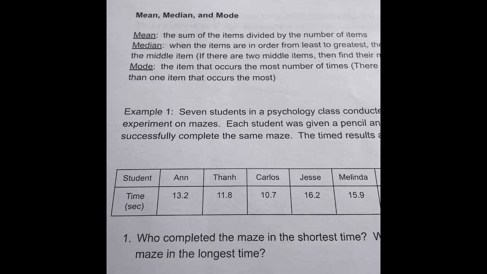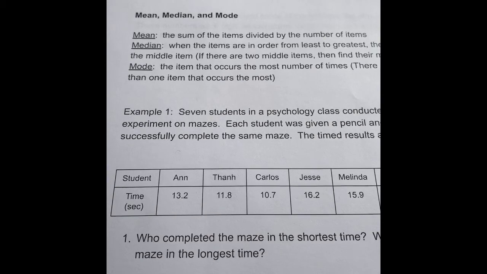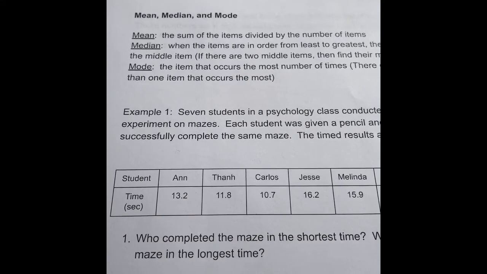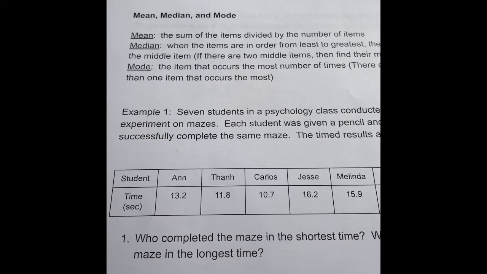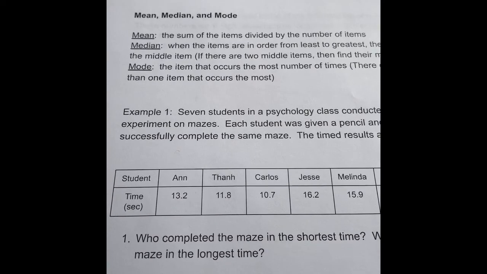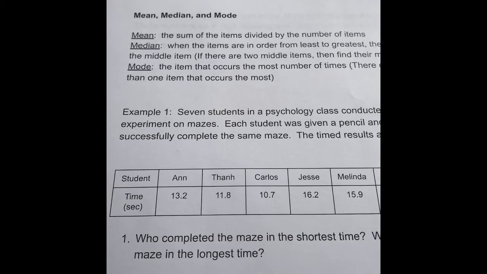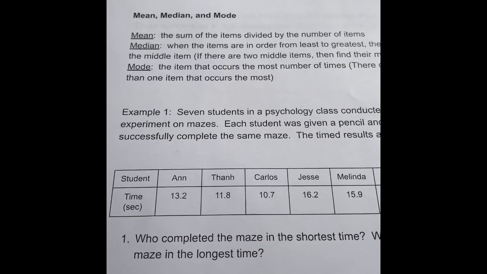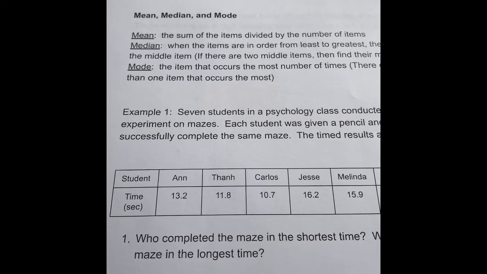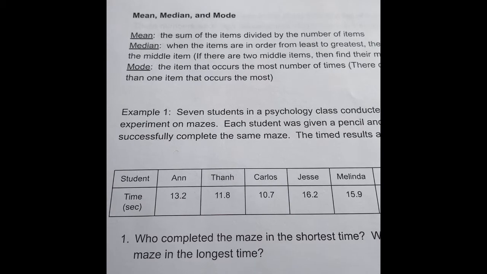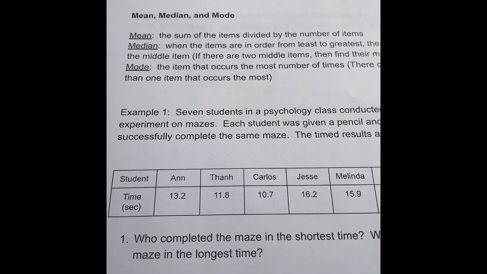The median, you've got to make sure that the items that they give you are in order, either from least to greatest or greatest to least. And then the median would just be the middle item. If there is more than one middle item, then you want to find the mean of those two middle items. And then the mode is the item that occurs the most number of times. There can be more than one item that occurs the most. So if you have two numbers that occur 3 times each, then both of those would be your mode.